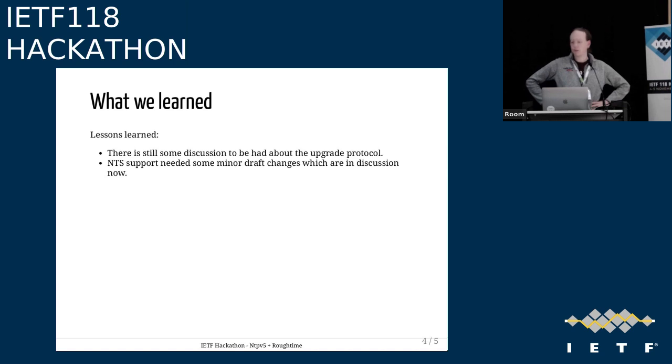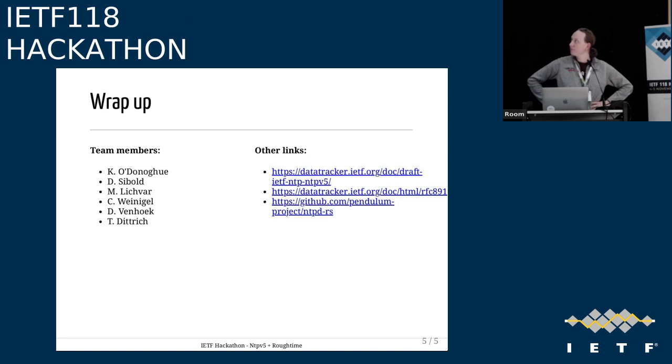We've learned a few things. There's still some discussion to be had on the upgrade protocol. So for moving from NTP v4 to NTP v5, there's a handshake that can be done in NTP v4. Especially for drafts right now, we are still figuring out how to do that in a way that won't shoot us in the foot for the future. And we needed some minor draft changes to get NTS support working because we forgot to assign some identifiers. Whoops. So that's about it. The relevant standards are on the board, as well as the link to the implementation. And I'd like to thank all our team members.